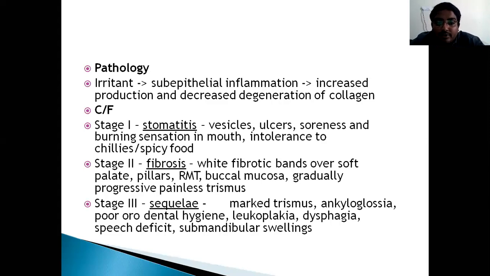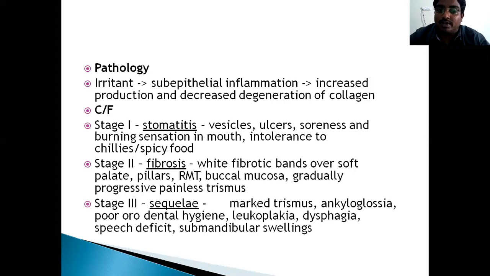And the clinical features. Stage 1, stomatitis: vesicles, ulcers, soreness and burning sensation of the mouth, and intolerance to spicy foods. There are three stages: stomatitis, fibrosis, and sequelae. In fibrosis, there are white fibrotic bands over the soft palate, pillars, and buccal mucosa, with gradually progressive painless trismus, and marked trismus. In stage 3, poor oral dental hygiene, leukoplakia, dysphagia, speech deficit, and submandibular swellings. These are the clinical features.